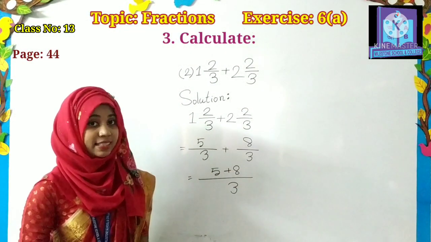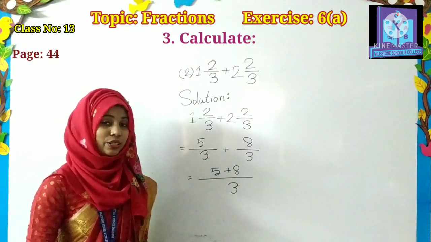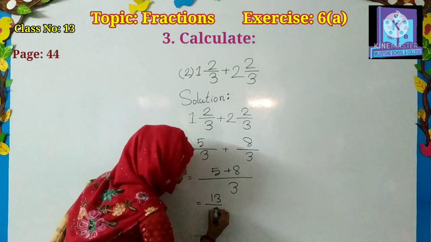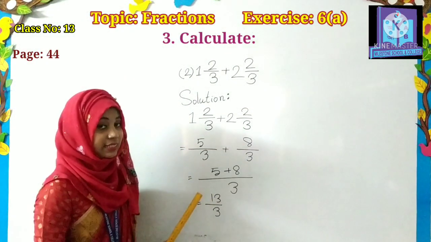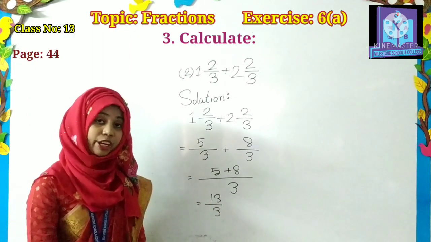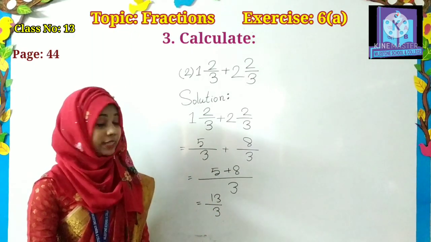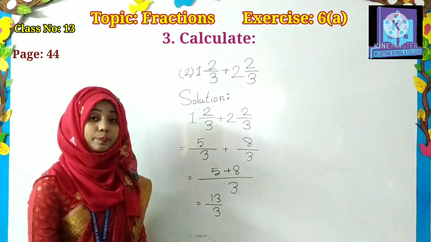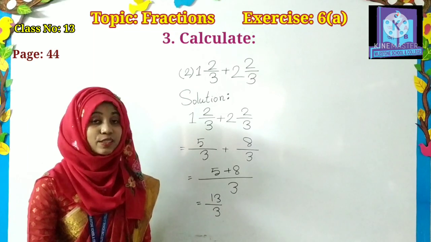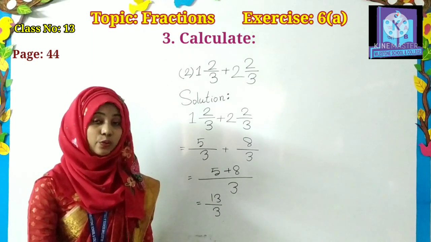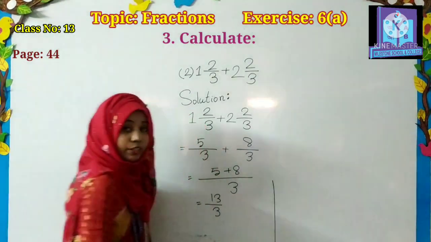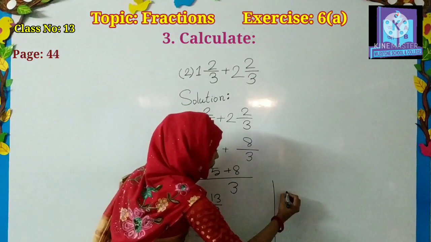Can you tell me what is the sum here? Very good. 13. 13 by 3. What is the fraction name? This is an improper fraction. Now we will convert this improper fraction into mixed fraction. Can you remember this? Yes, by the division process you can convert this. Here I am doing the division. 13 by 3.